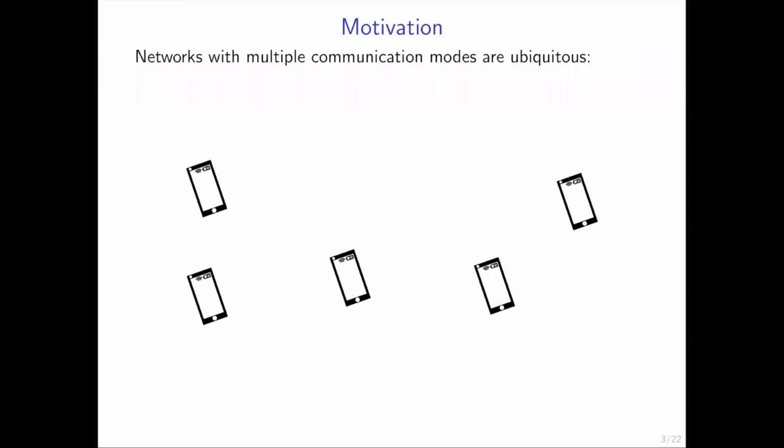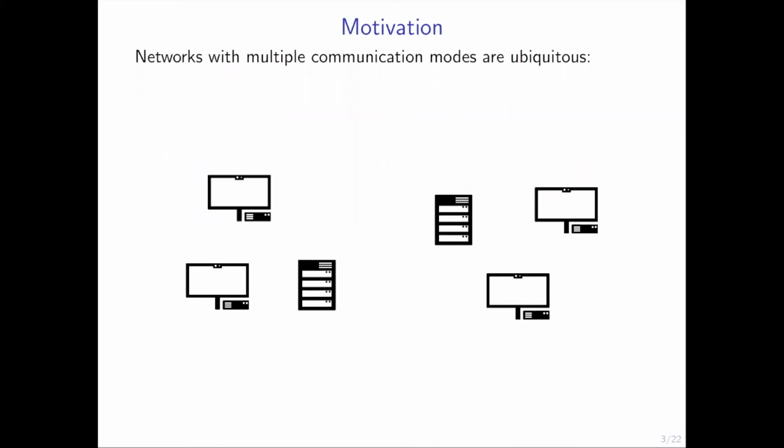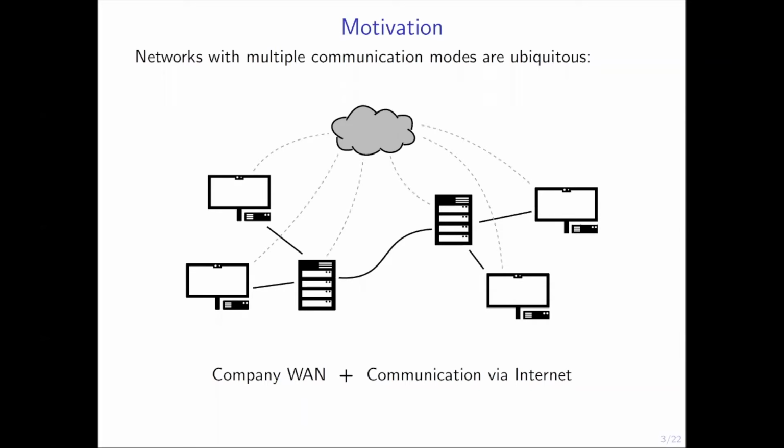Hybrid communication networks are very common these days. Consider, for example, a set of smartphones, and these can typically communicate among each other via the cellular network. But they can also communicate directly via Wi-Fi or Bluetooth. In another example, we have a company network, which consists of workstations and servers. And these can communicate directly via the wide area network, but also via the internet in a point-to-point fashion.